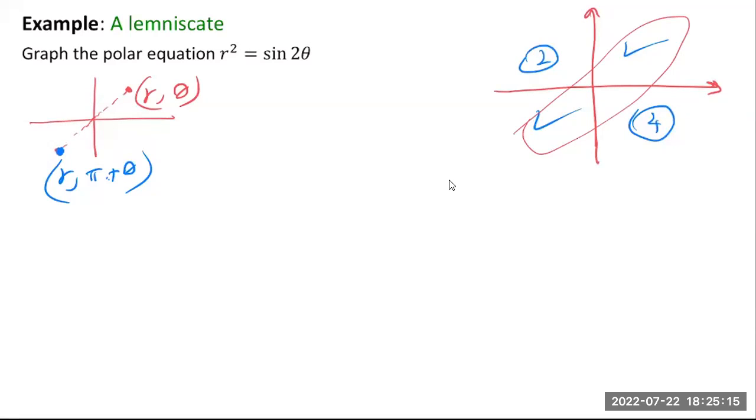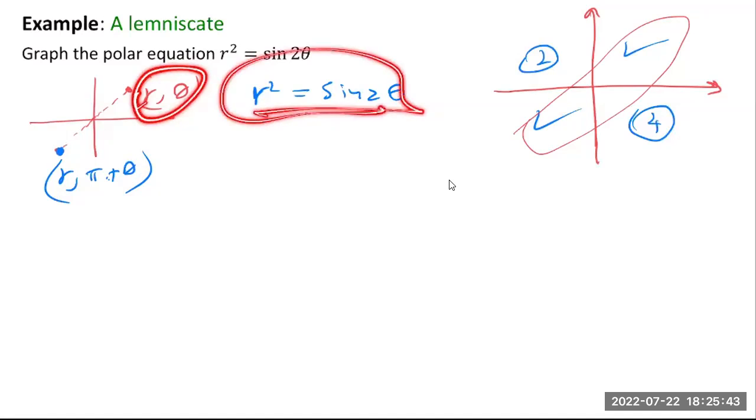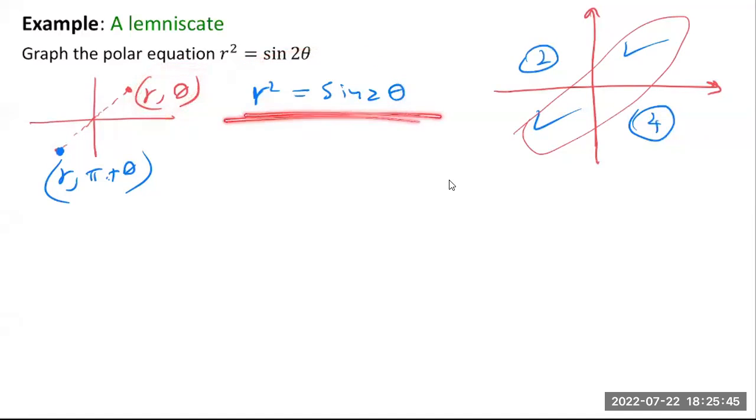Okay, there's a point here. Why am I showing it is symmetric with respect to the origin? Well, first let me show that it is symmetric with respect to the origin. For that, I'm going to plug in pi plus theta in my equation and show that I'm going to get the same r. I assume that r comma theta is already on the graph, so I already have r squared is equal to sine 2 theta. That's because my point r comma theta is on the graph of this equation, so it should satisfy this equation.